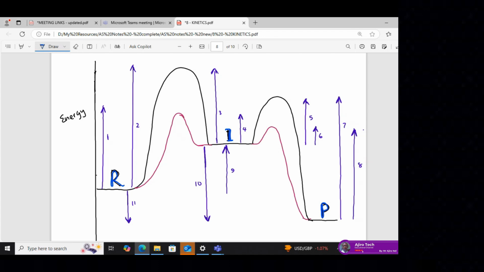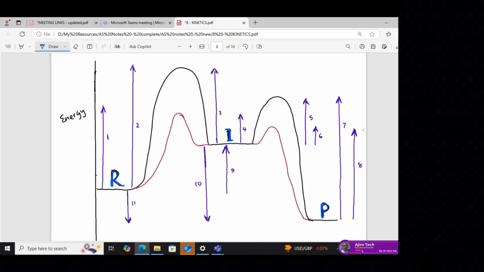Now let's go. What about catalyzed now? EA1 catalyzed for the forward. That's 1. Now you are talking. Is it 1? Then EA2 catalyzed. That's 6. Now you are talking.